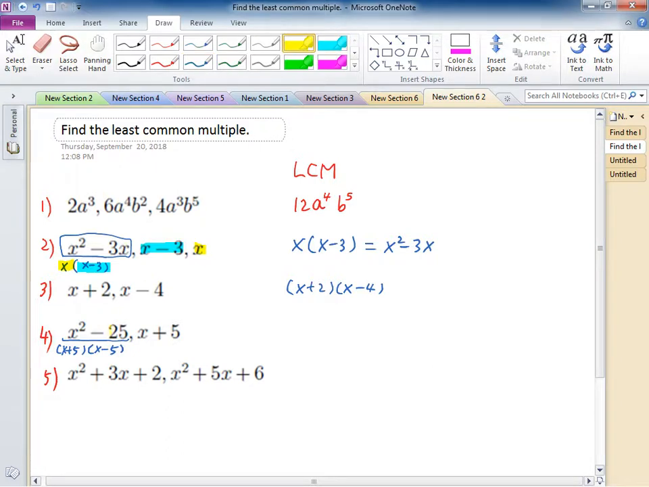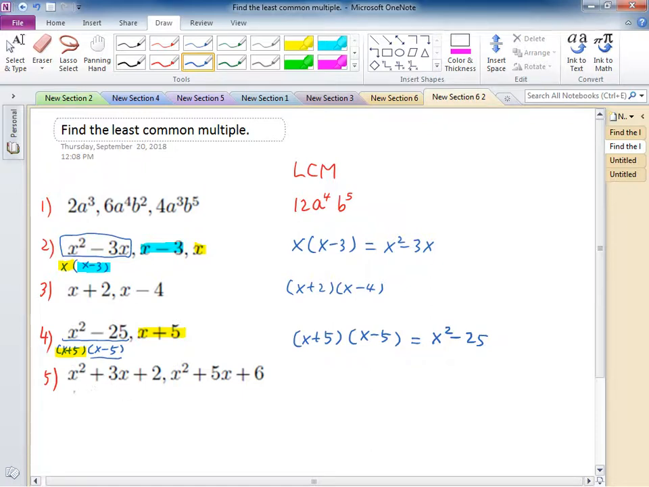So now let's see. Which one is common? X plus 5 is common. How many times do I write it? Only once. And what am I going to do with this guy? Rewrite it, okay? So the first one was a multiple of the second one in this case. You can write it this way, or you can say x squared minus 25 as the least common multiple.